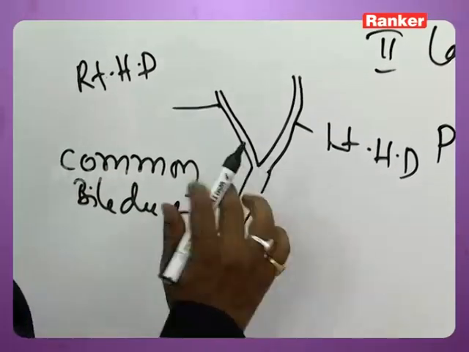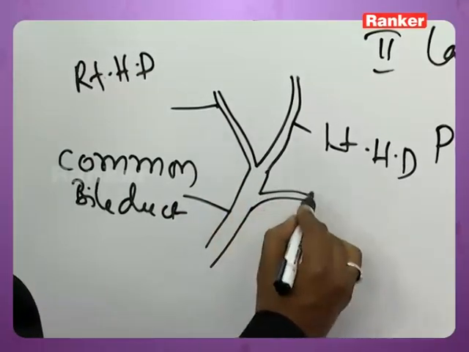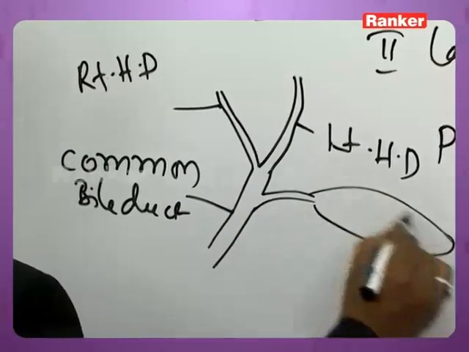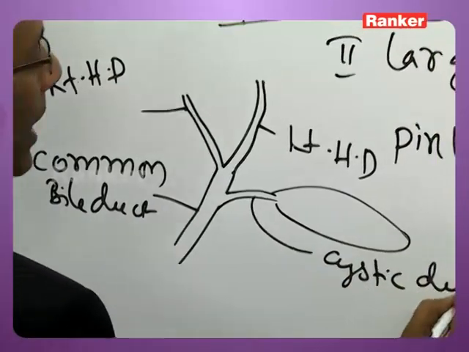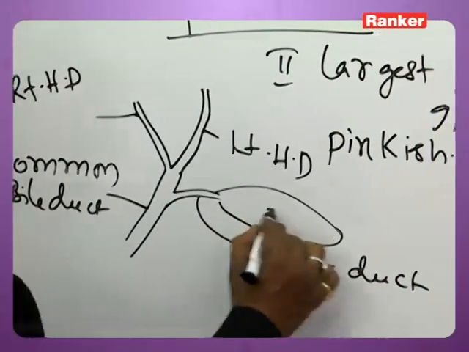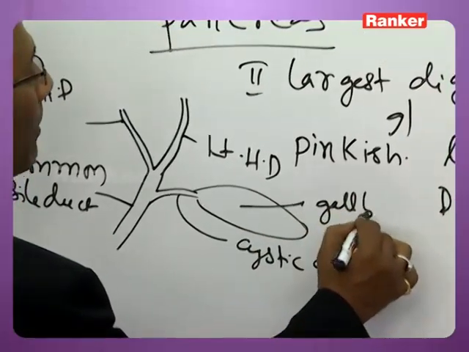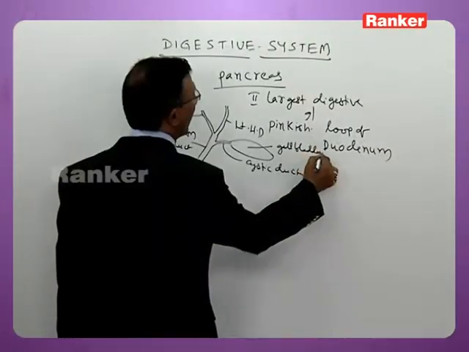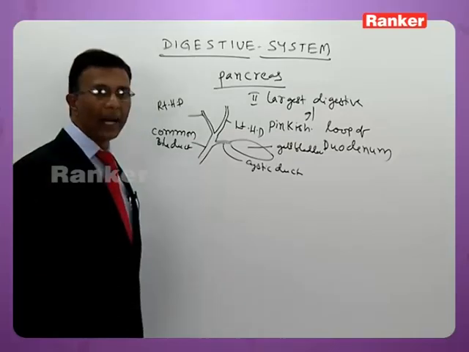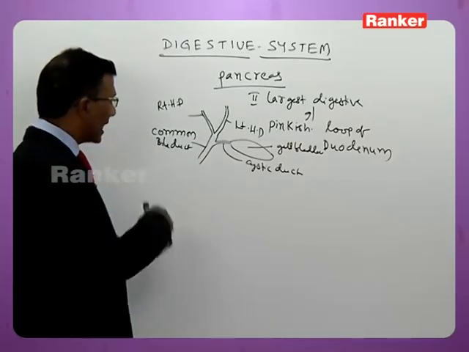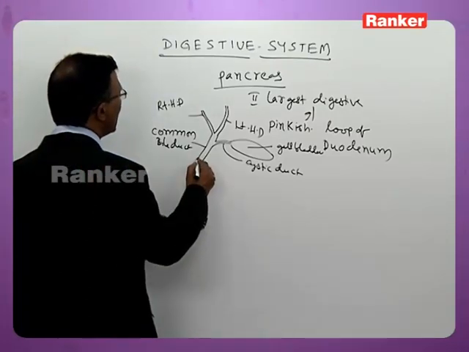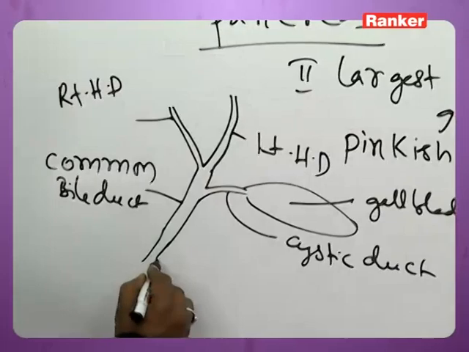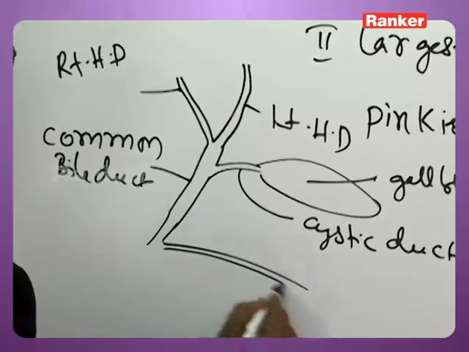The common bile duct also unites with cystic duct. This is gallbladder. The duct that arises from gallbladder is called cystic duct. Cystic duct unites with the common bile duct here. Then this common bile duct unites with pancreatic duct here.